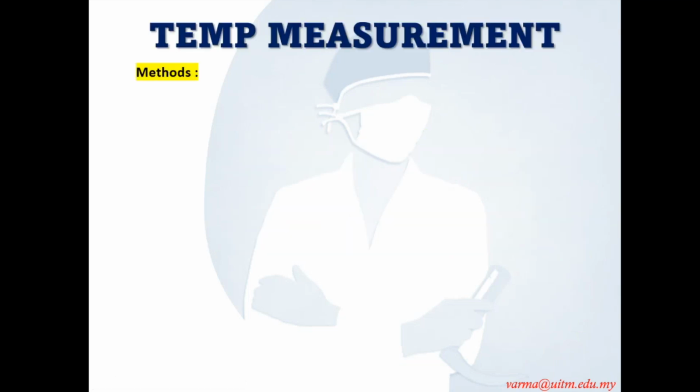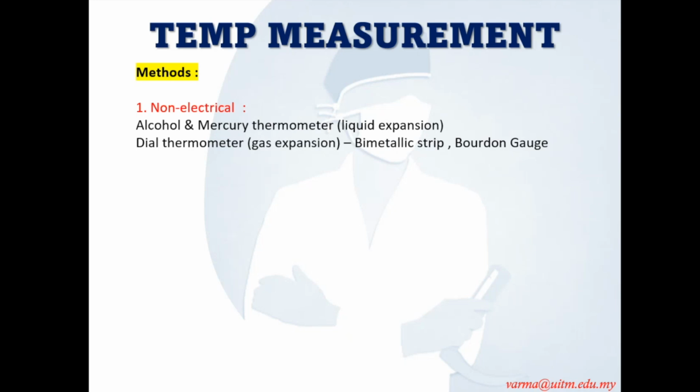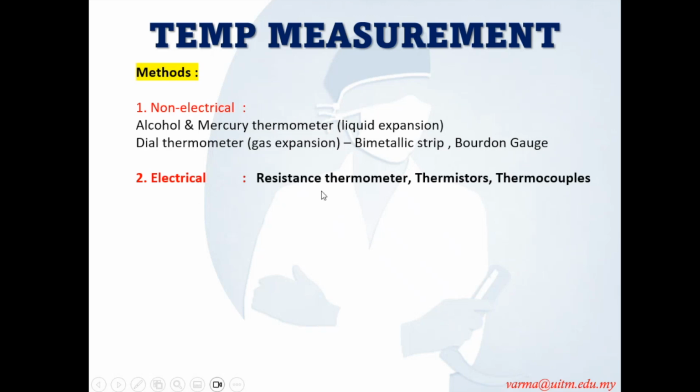The methods of temperature measurement are divided into non-electrical, where you have the alcohol and mercury thermometer, which works on the principle of liquid expansion, and the dial thermometer, which works on gas expansion. We have a bimetallic strip, which is used in your vaporizer, and you have a Bourdon gauge, which is used in pressure regulators and oxygen tanks. Next, you have electrical measurement, for example the resistance thermometer, thermistor, and thermocouples. And finally, you have infrared-based, which is the easiest one, the tympanic membrane thermometer, the one we usually use in the ear, used in OTs and wards.